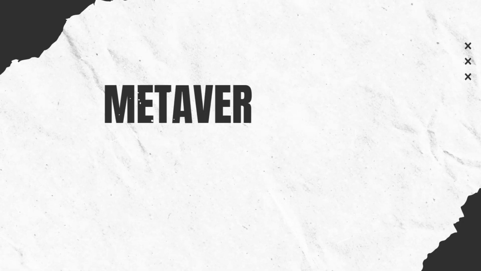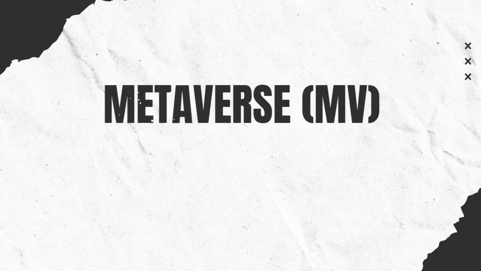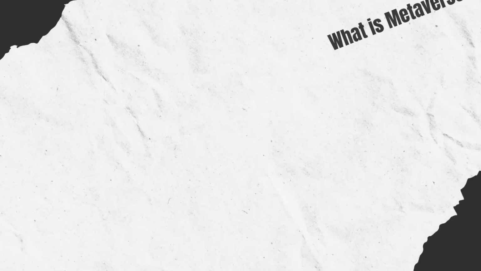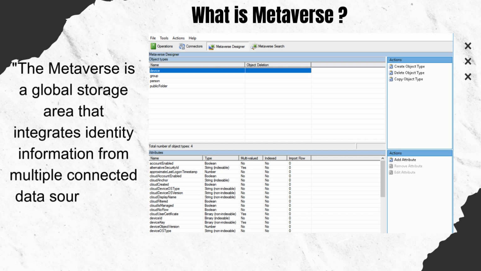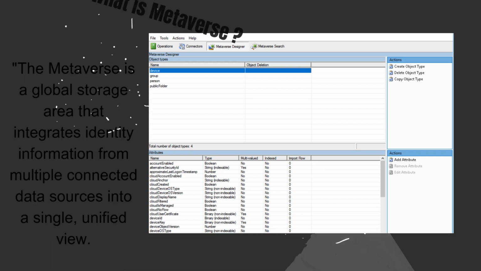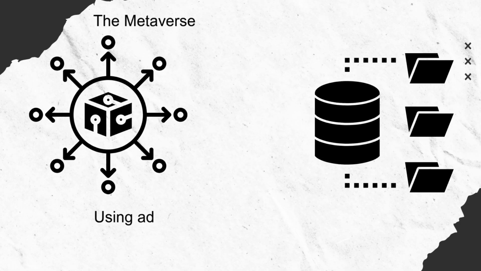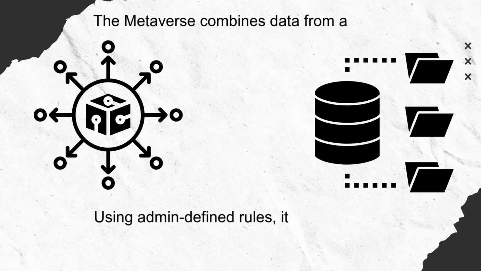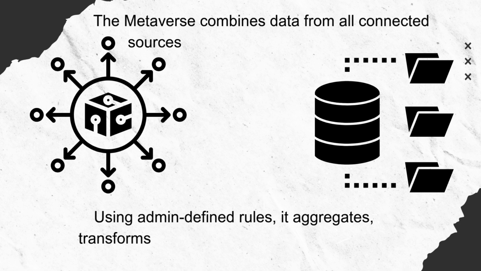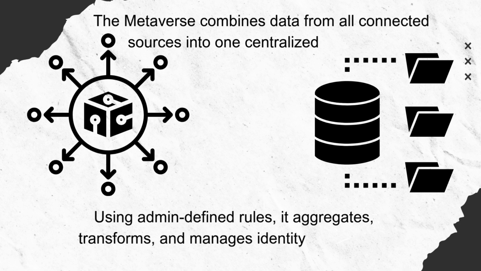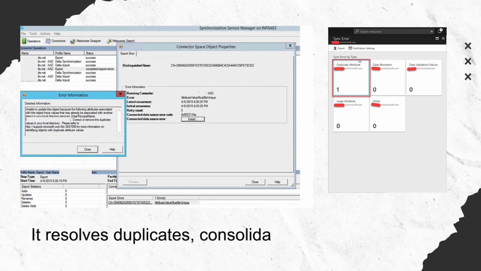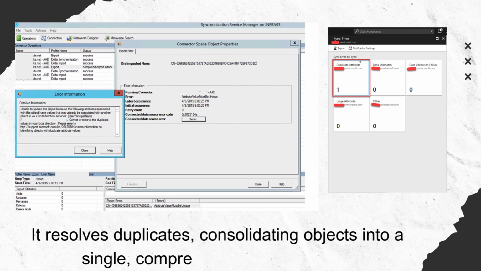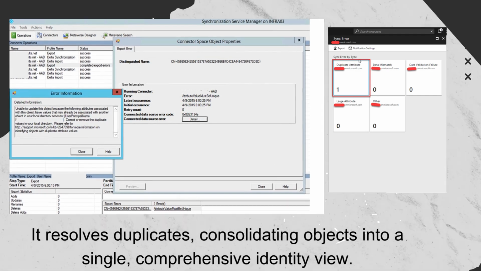Let's talk about the metaverse, or MV, the core of identity integration in Entra Connect. The metaverse is a global storage area that integrates identity information from multiple connected data sources into a single, unified view. Aggregation: the metaverse combines data from all connected sources into one centralized repository. Rules-based synchronization: using admin-defined rules, it aggregates, transforms, and manages identity data across systems. Identity management: it resolves duplicates, consolidating objects into a single, comprehensive identity view.